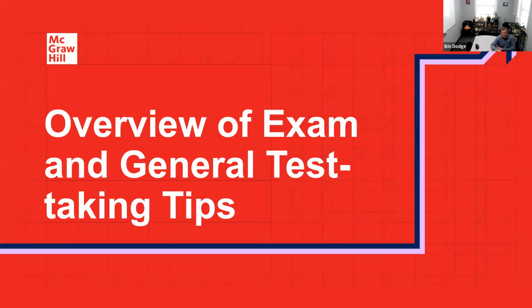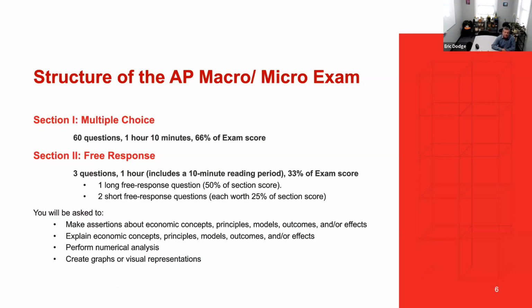All right, so general overview. You probably already know a lot of this stuff. For example, the multiple choice and the FRQ sections are split, and the multiple choice amounts to 2/3 of your grade. You get an hour and 10 minutes to respond to 60 questions. The free response, of course, is the remaining 1/3 of your grade, and you get 1 hour to respond. That includes, or on top of that, you get a 10-minute reading period.